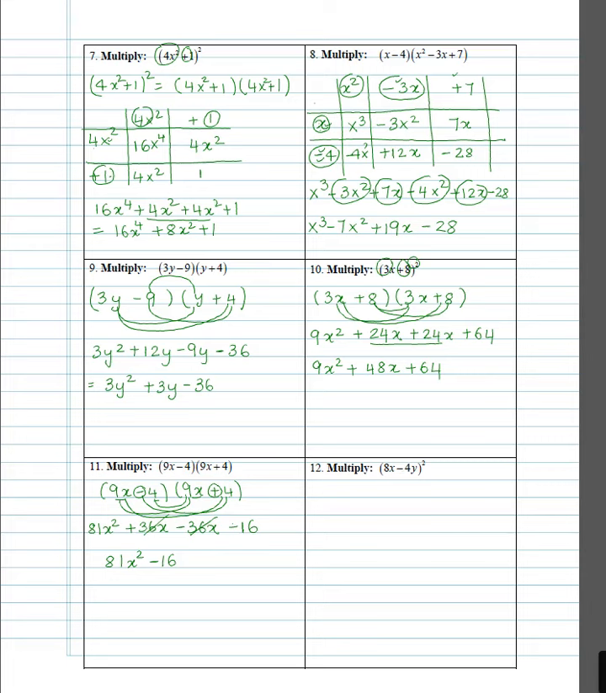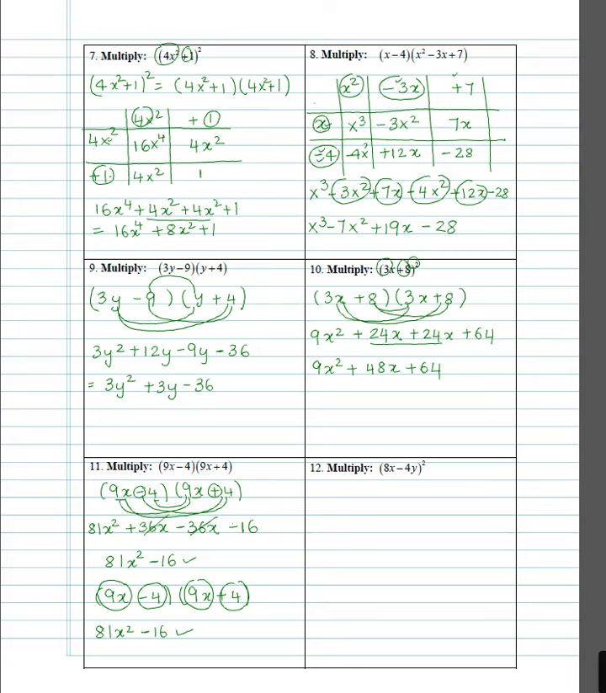Now the trick I'm trying to show you in conjugates is, remember conjugates are the same terms with one positive and one negative. What you do in conjugates is you simply multiply the first times first, which is 81x squared, and last times last, which is negative 16. And either way, you get the same answer.